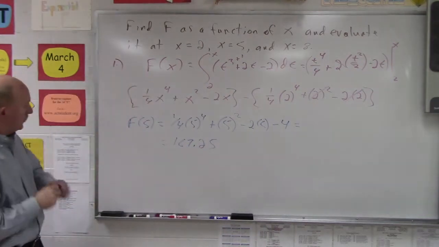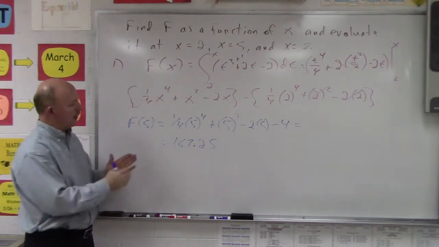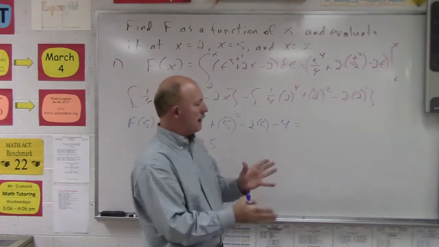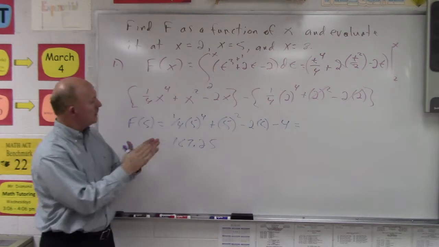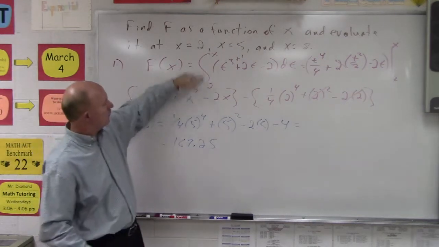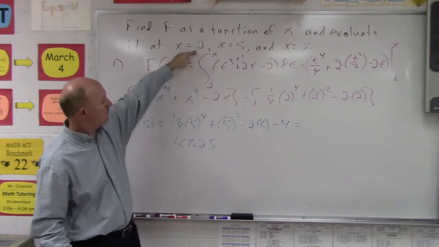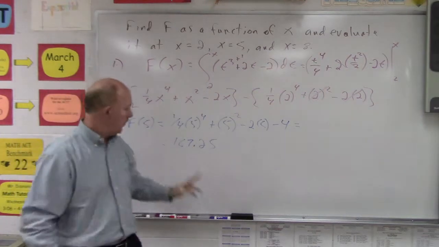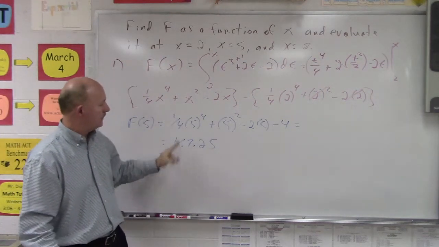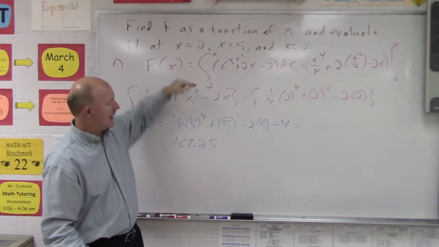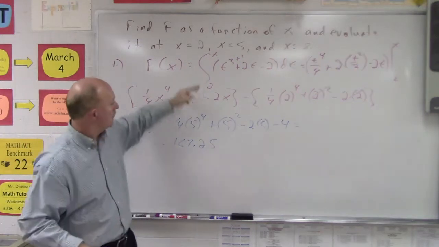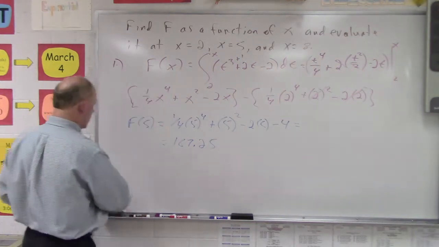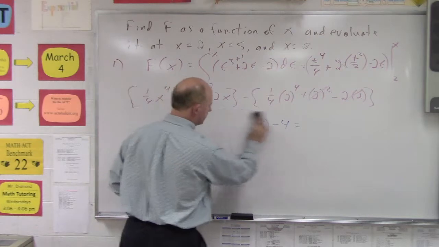So this will be the function at 5. Now keep in mind, when you think about this, this is the accumulated area between the curve and the x-axis from 2 to 5. So when you see 167.25 and we substitute this in, you're getting the area between the curve and the x-axis from 2 to 5.